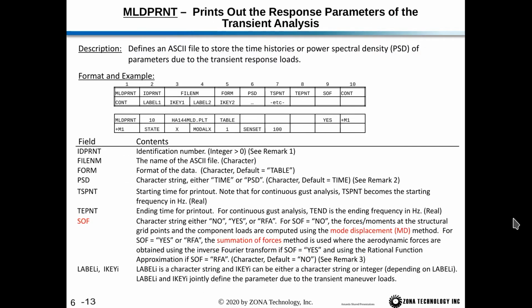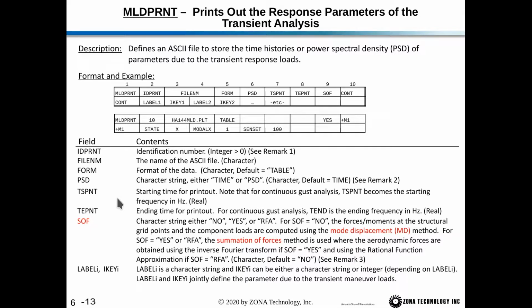Next is the MLD print card for generating a data file, which includes the response parameters from the transient analysis. So ID print is the identification number. File name is the name of the file on which the data will be stored. Form is the format of the data, where only table is available. The PSD field is a character string, which can either be time or PSD. So for time, we output the time history data, and for PSD, we output the frequency PSD data.